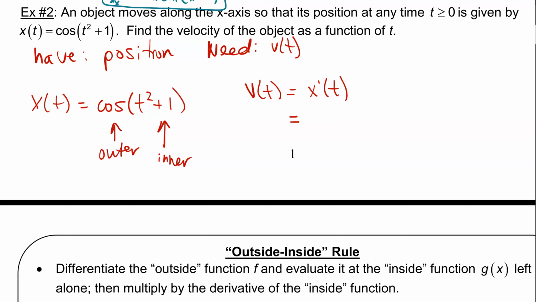So first, I'm going to take the derivative of the outer. Derivative of cosine is negative sine. And then I'm leaving what's inside, t squared plus 1. Then I have to take the derivative of the inner, which is just 2 times t.